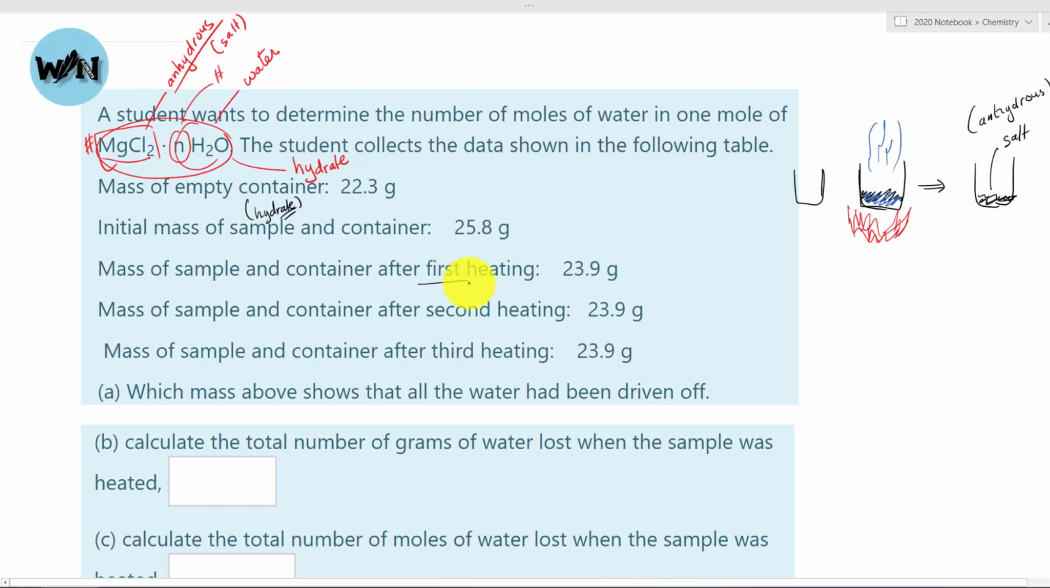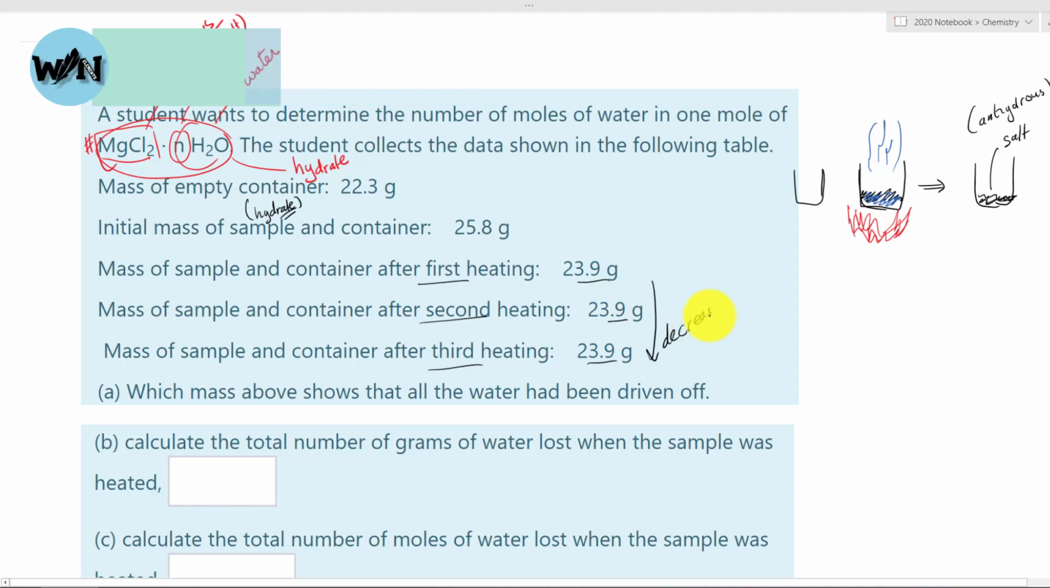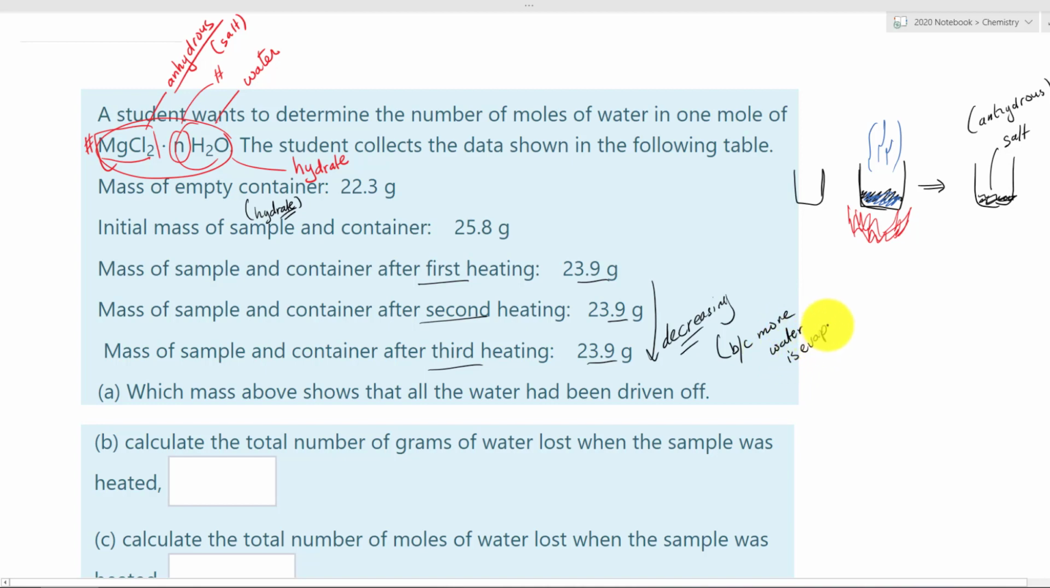That's why we have first heating, second heating, and third heating. And why do you notice the mass should decrease? Well, think about it, as you're heating up, more water is evaporating. And once all of it is evaporated, what do you have left? The anhydrous part.